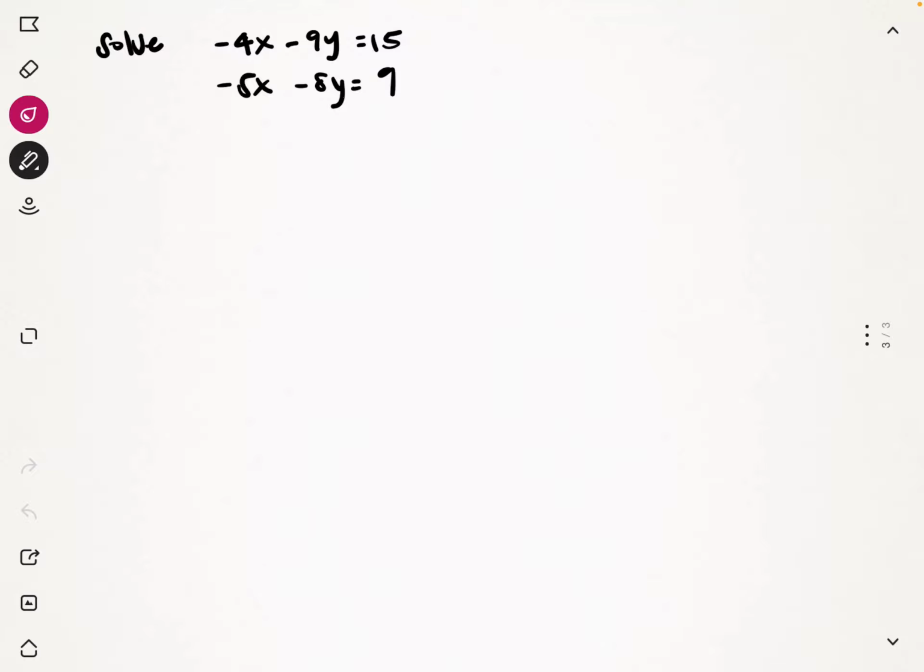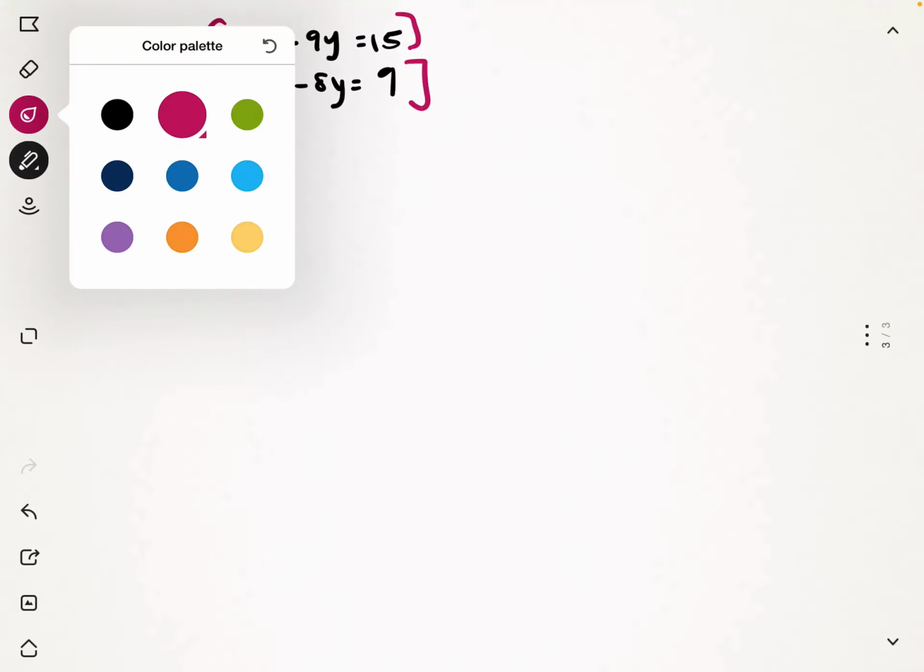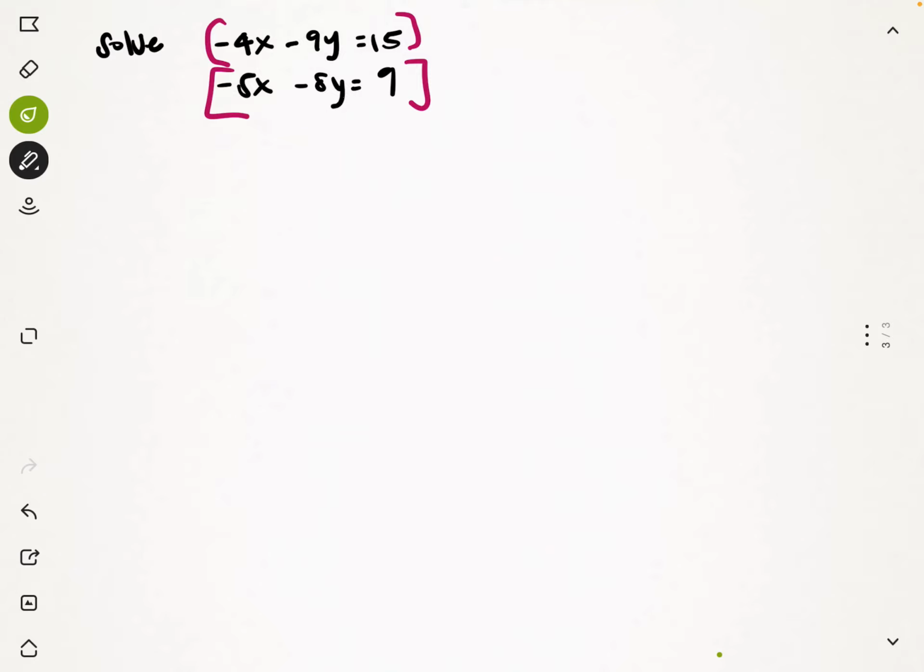Okay, on to the last one. So this one is a little bit more complicated because we don't have any same terms. We don't have any opposite terms. So we've got to change both of the equations in order for us to eliminate. Okay, so what we're going to look for here is between the x terms and the y terms, we're going to try to find which one is either smaller or that we can get to easier.